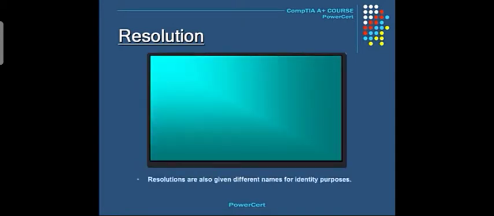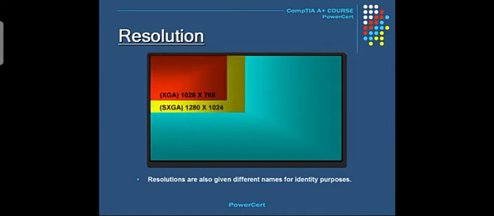Resolutions are also given different names for identity purposes. For example, XGA stands for Extended Graphics Array. This has a resolution of 1028 by 768. SXGA stands for Super Extended Graphics Array. This has a resolution of 1280 by 1024. SXGA Plus stands for Super Extended Graphics Array Plus. This has a resolution of 1400 by 1050.